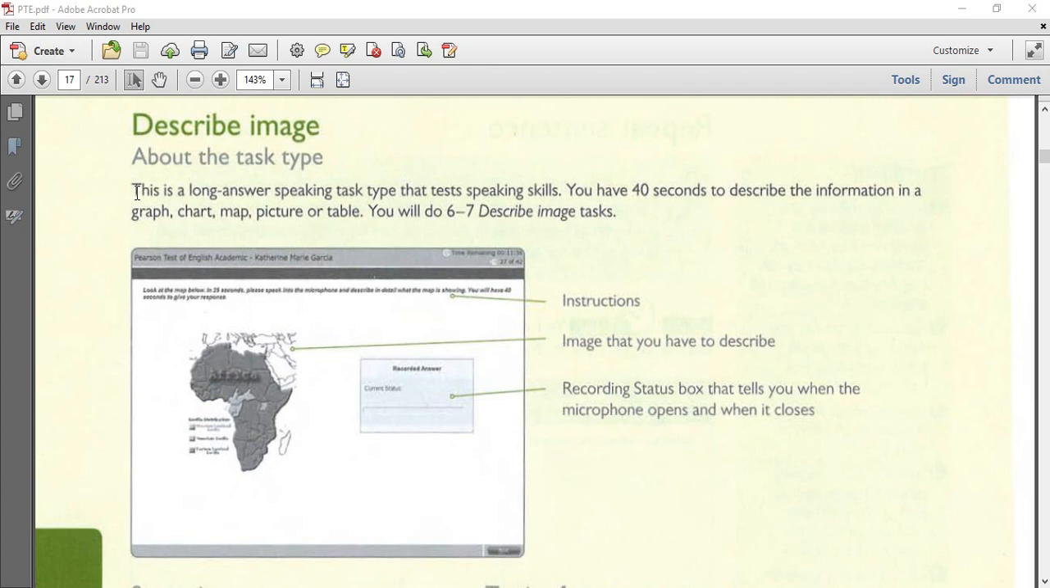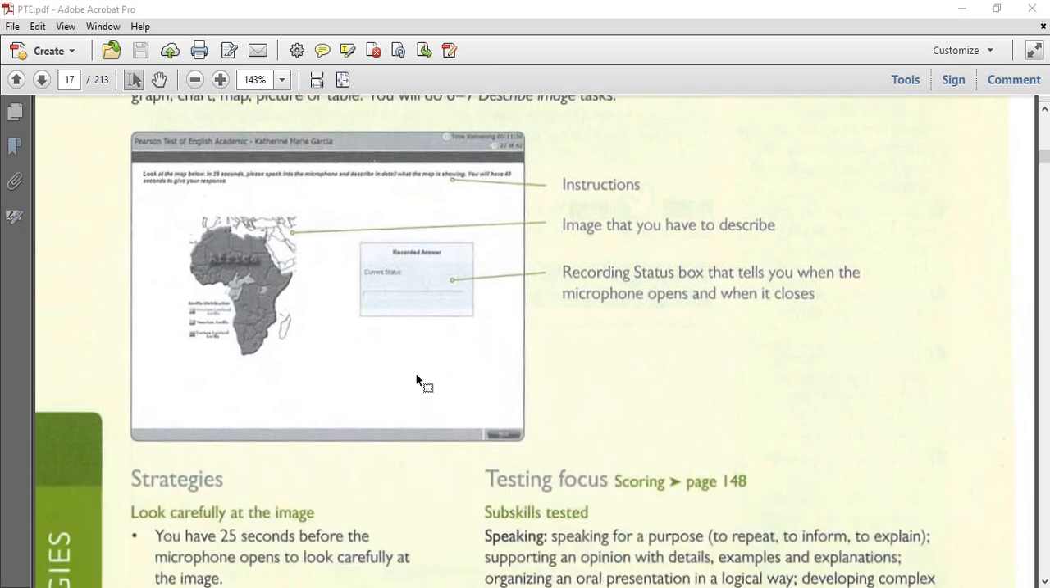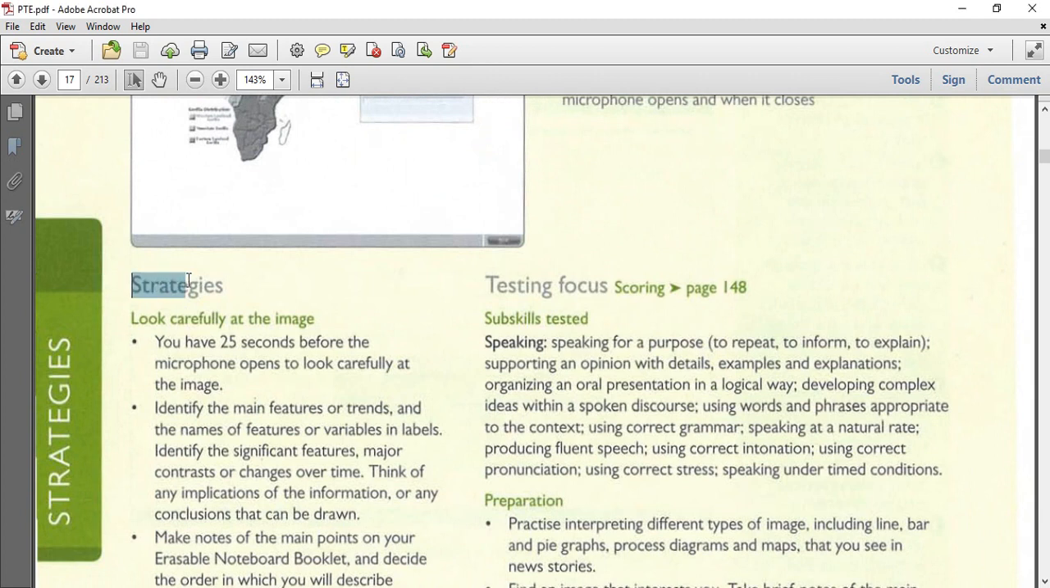You have 40 minutes to describe the information in a graph, a chart, map, picture, or a table. And there will be from 6 to 7 described image tasks. As you can see on the image on left hand side right here, there is the instruction, the image that you are going to describe, and also the recording status box that tells you when the microphone opens or when it presses or stops. So let's look at the strategies.